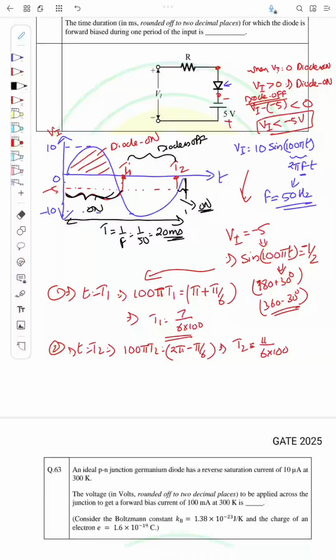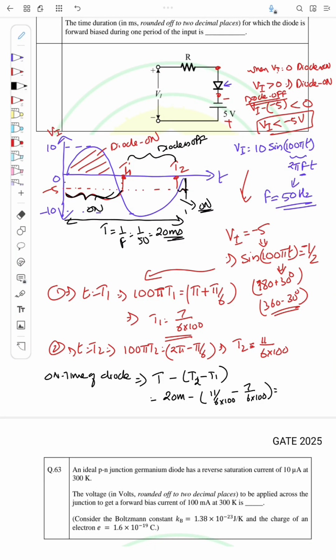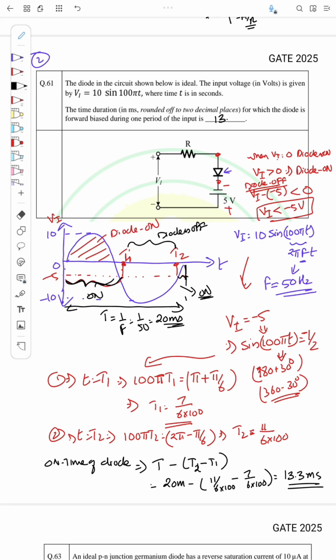So on time of diode is the total time T minus the time when diode was off, T2 minus T1. Okay, so if I substitute, T is actually 20 milli minus T2 which is 11 by 6 into 100 minus T1 which is 7 by 6 into 100. So if you calculate this, you will get near to 13.3 millisecond. So the answer is 13.3 milli. Fine.